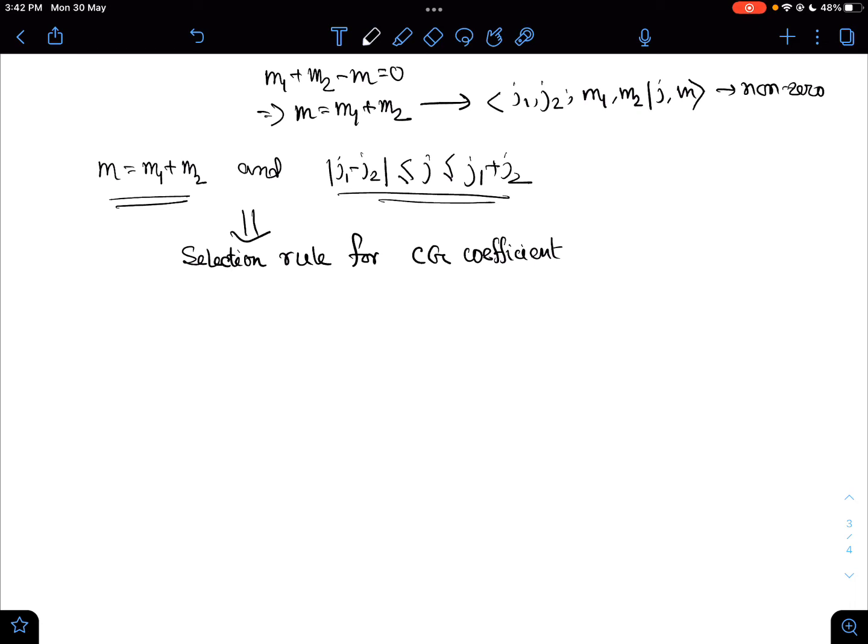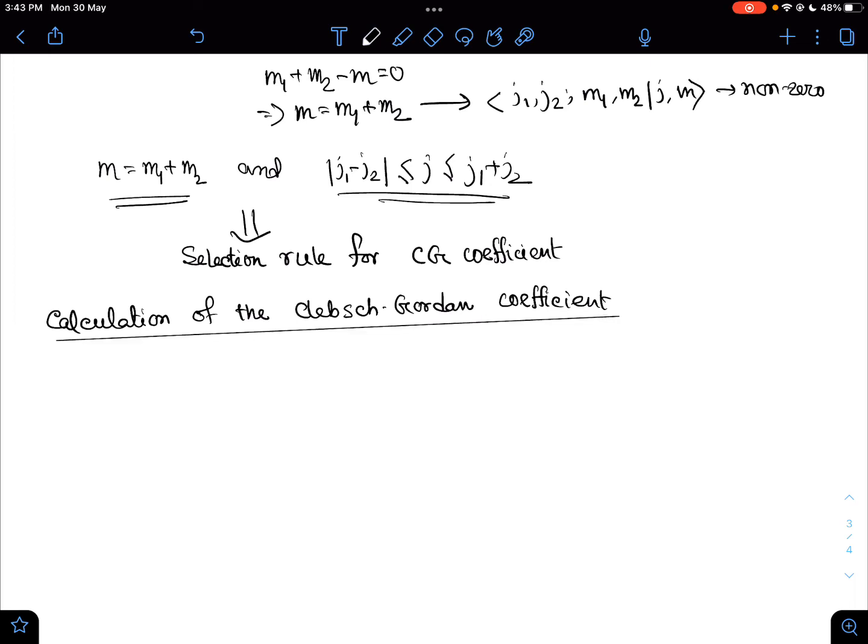Now we are all set to calculate the Clebsch-Gordon coefficient. So let us first calculate the Clebsch-Gordon coefficient for the two limiting cases. So what are the limiting cases?